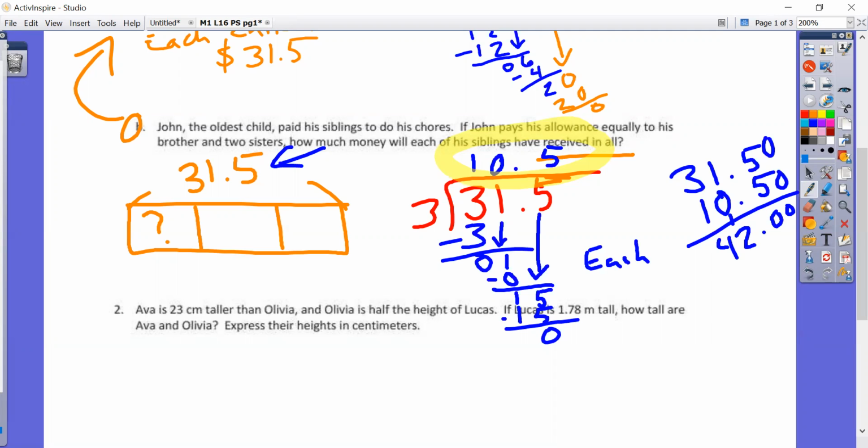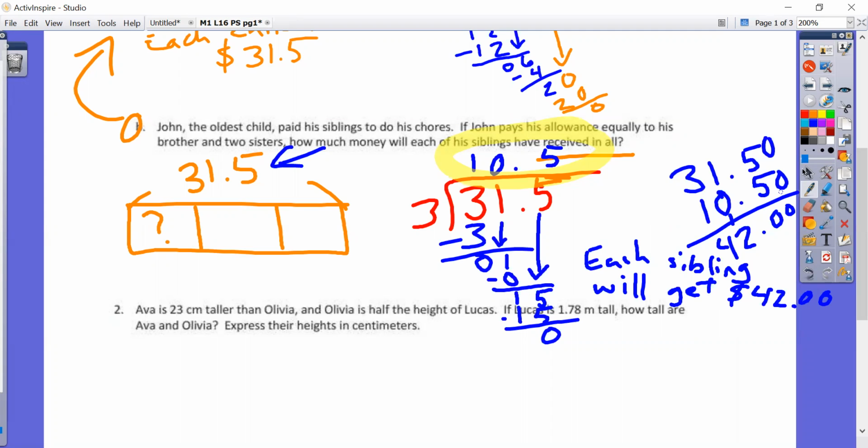Not each child, because John's giving it away. Each sibling will get, not a bad deal for those 3 siblings. And maybe, it depends on how much time John gets back, maybe not a bad deal for him either. But each sibling will get $42 now.